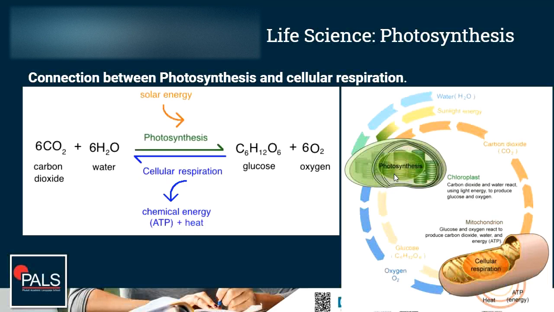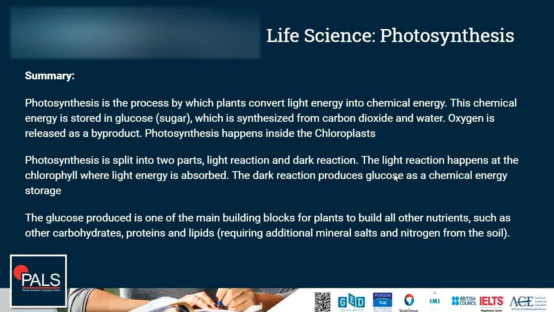Okay, before we finish this screencast, let's have a look at a summary first. So, one more time, photosynthesis is the process by which plants convert light energy into chemical energy. This chemical energy is stored in glucose, which is made from carbon dioxide and water. Oxygen is released as a byproduct. Photosynthesis happens inside the chloroplasts. Photosynthesis is split into two parts, the light reaction and the dark reaction.